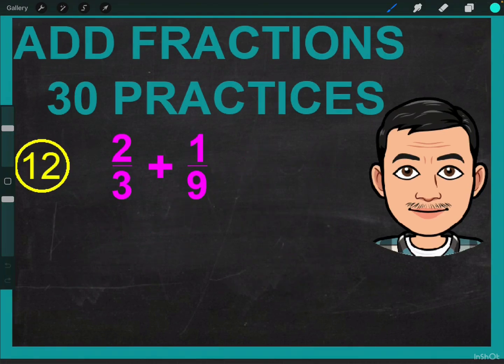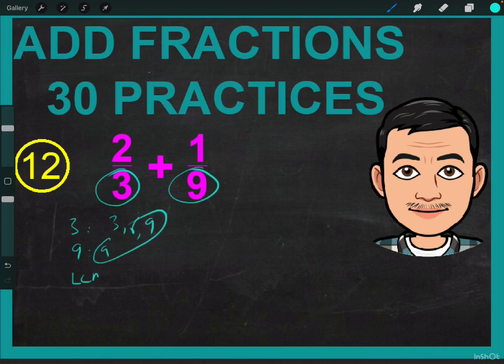Alright, practice number 12. Again, these two fractions have different denominators, 3 and 9. But this one is easy. We can find that the multiples of 3 are 3, 6 and 9, and the multiple of 9 is 9. So we have 9 as the LCM of 3 and 9. So we will convert 2 over 3 into 6 over 9, and 1 over 9 we just keep right there. And so we got 7 over 9 as the answer.